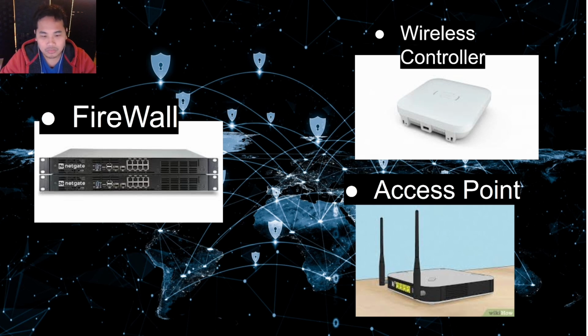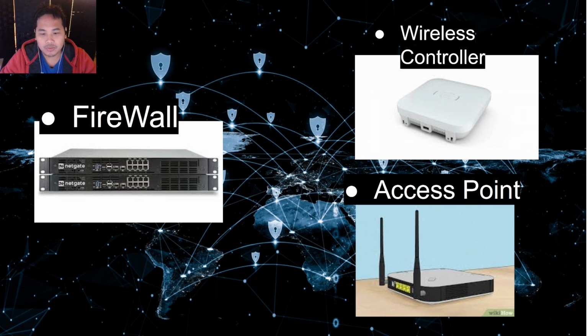A wireless controller manages multiple access points from a single interface in large offices, hotels, or campuses. You might have dozens of access points. The controller handles configuration, channel assignment, power levels, and seamless roaming so users don't drop when moving between access points. A firewall controls what traffic is allowed in and out of the network.